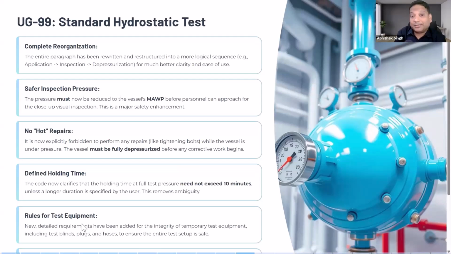Rule for test equipment. This is a very, very important part. Detailed requirements have been added and you have to make sure of the integrity of the test setup. It means you have to do some calculation to justify the integrity. Otherwise, the AI will not allow that. So UG-99 has direct impact on all the design calculations, on all the design engineers, even for inspection, even for shop. So you should be very careful with this requirement.